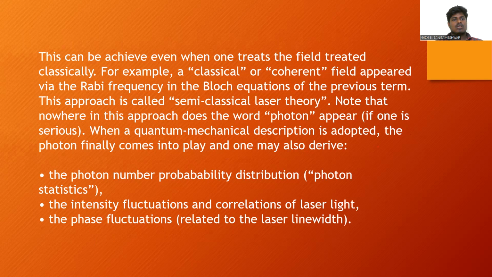Also note that nowhere in this approach does the word photon appear. If one is serious, when a quantum mechanical description is adopted, the photon finally comes into play and one may also derive the photon number probability distribution, named photon statistics, the intensity fluctuations and correlations of laser light, and also the phase fluctuations related to the laser light wave.